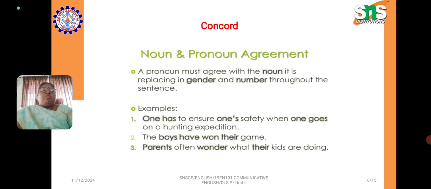There is one more part called noun and pronoun agreement. A pronoun must agree with the noun it is replacing in gender and number throughout the sentence. You can see this example. One has to ensure one's safety when one goes on a hunting expedition. The boys have won their game. Parents often wonder what their kids are doing. Here parents is a plural form, so they have used the word their.